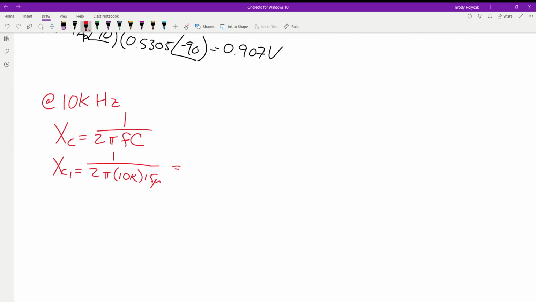What are we expecting to happen? We've increased the frequency by 5. So what should it do to our reactance? It should decrease it by 5. Still going to be at a negative 90 degrees. Okay?